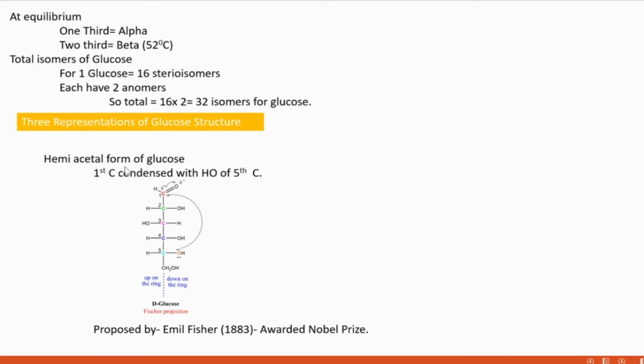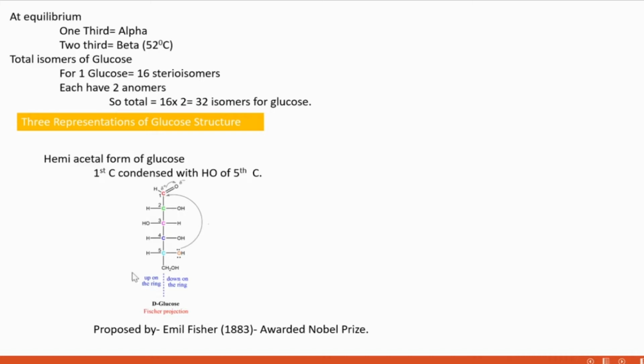Hemiacetal form. That form was proposed by Emil Fischer in 1883, and for proposing that structure he was awarded the Nobel Prize. What about that form of glucose? This is the typical structure of glucose. In this structure, the first carbon condenses with the OH group of the fifth carbon to form a rectangular form. That form is called the hemiacetal form.